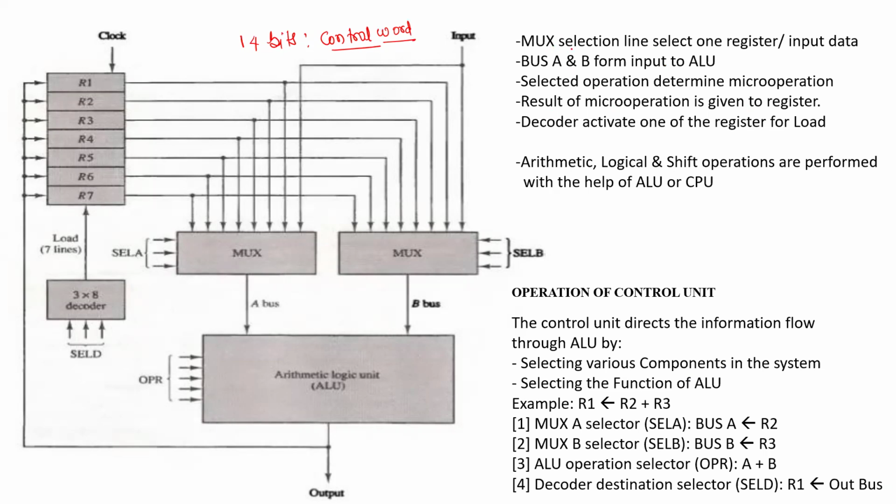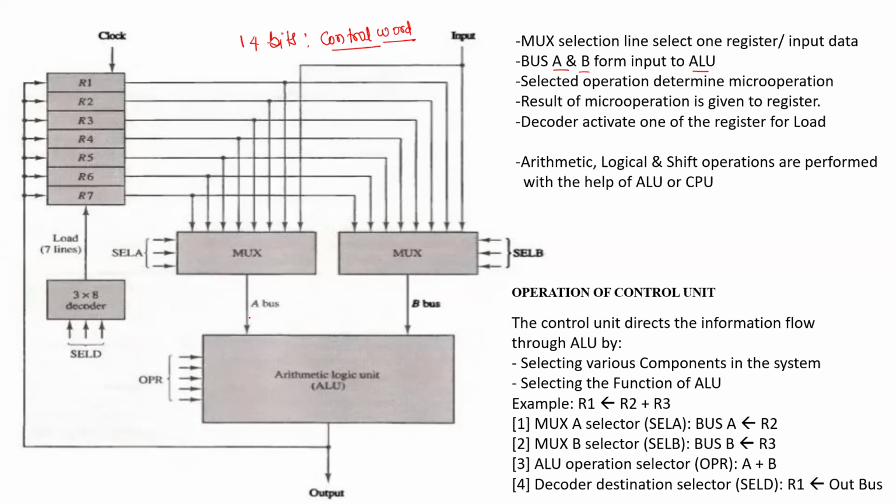This multiplexer selection line selects one register, one input data, depending upon the selection line combination, and that is made available to bus A and B, and from bus A and B it will be given to the ALU, the arithmetic logic unit. There we have data registers and accumulators, and that is going to perform the micro operation. The contents of the accumulators and the data registers, or the contents of the register itself, are going to take part in that ALU.